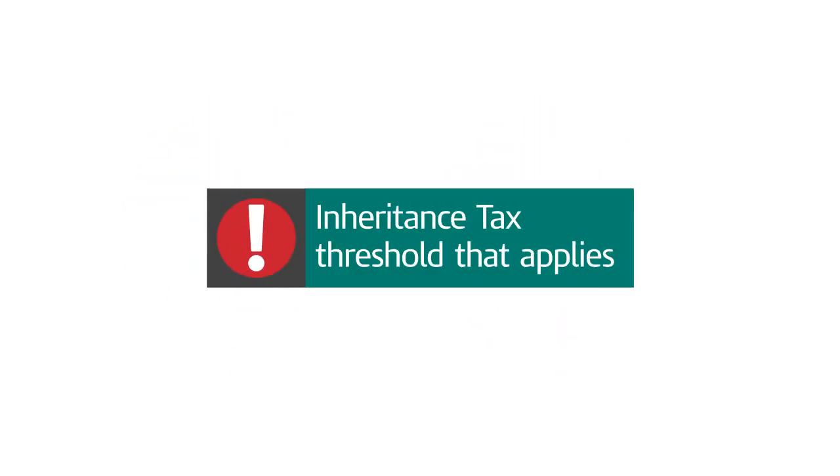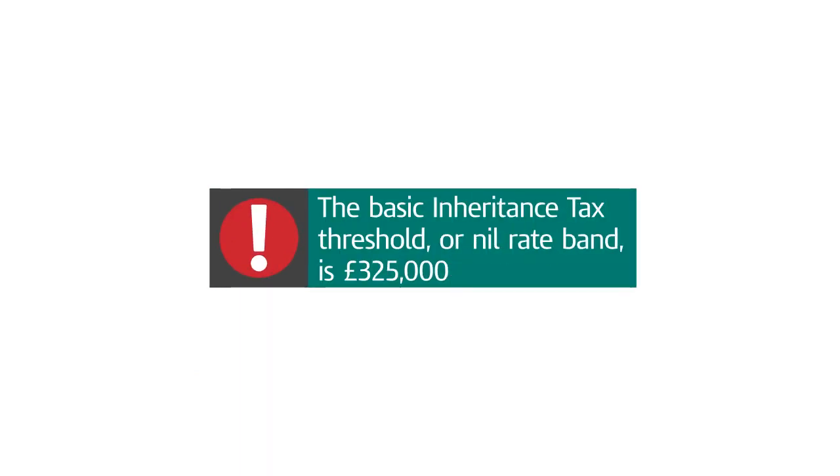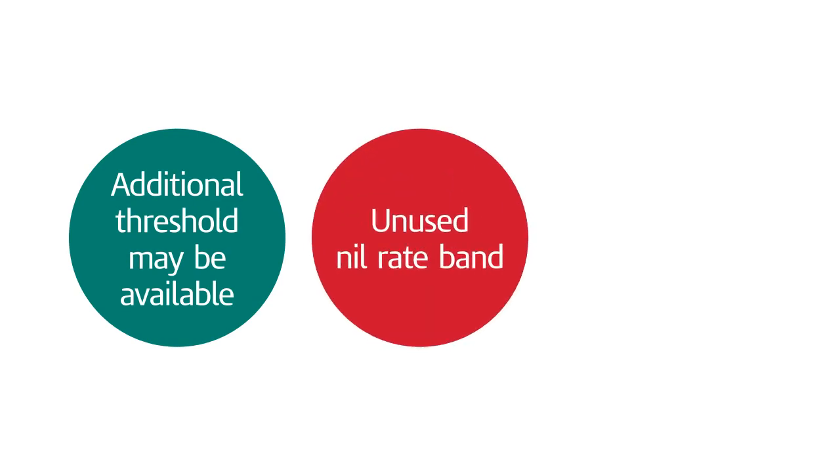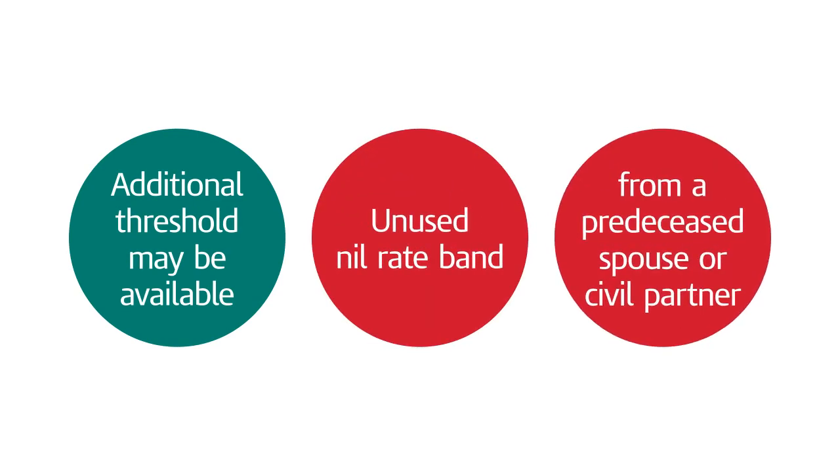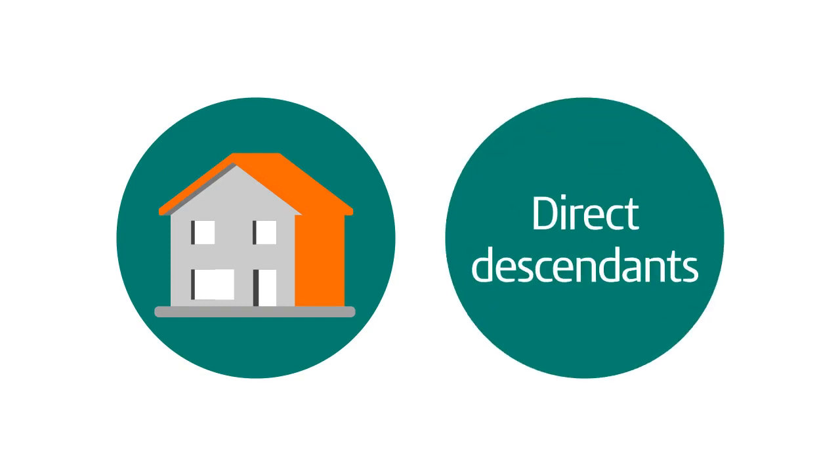Next, work out the inheritance tax threshold that applies. For example, the basic inheritance tax threshold, or nil rate band, is £325,000. An additional threshold may be available if you can claim the unused nil rate band from a predeceased spouse or civil partner, or if the deceased left their main residence to their direct descendants.